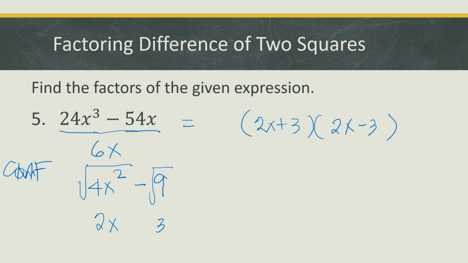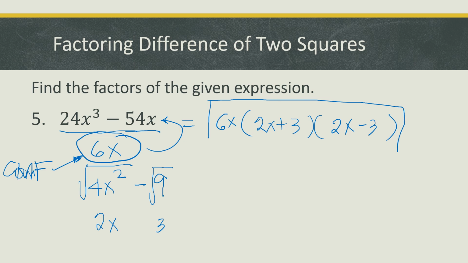And again, take note that 6x is also a factor of the given expression. So therefore, 6x is included in our factors. All in all, the factors of 24x cubed minus 54x are 6x, 2x plus 3, and 2x minus 3.